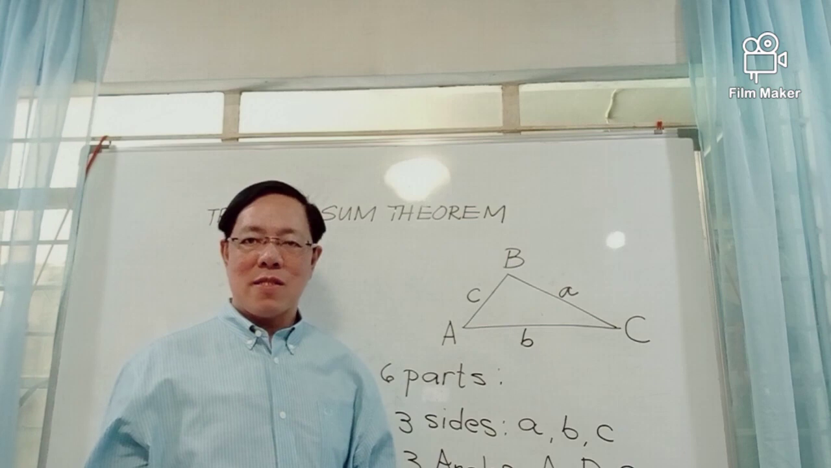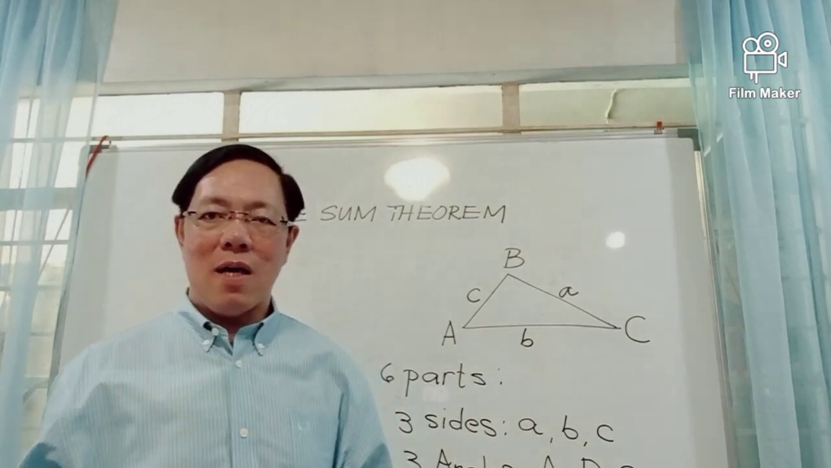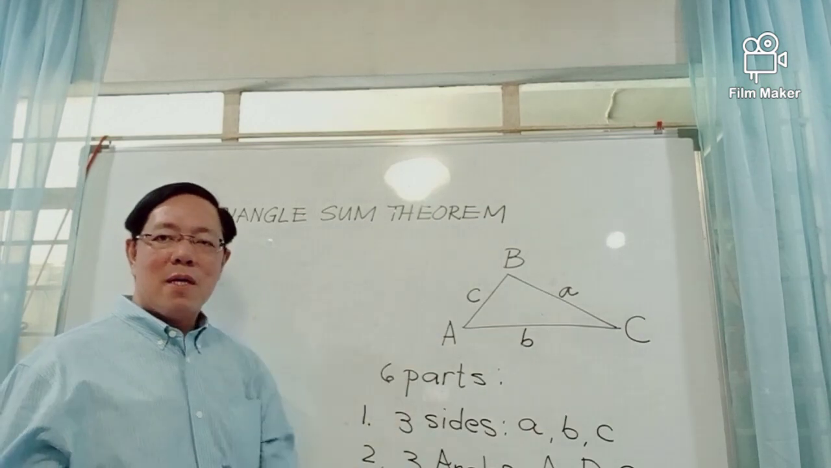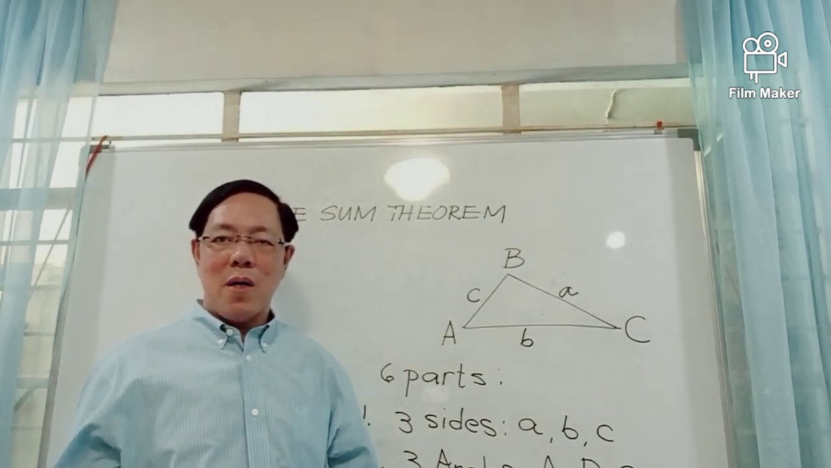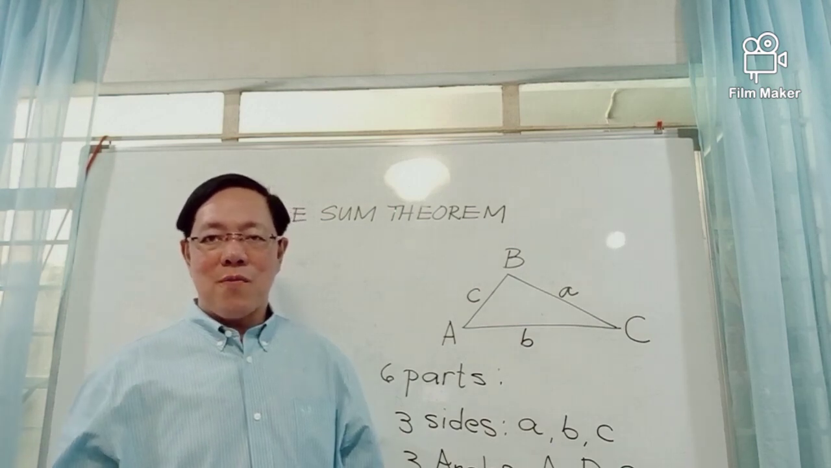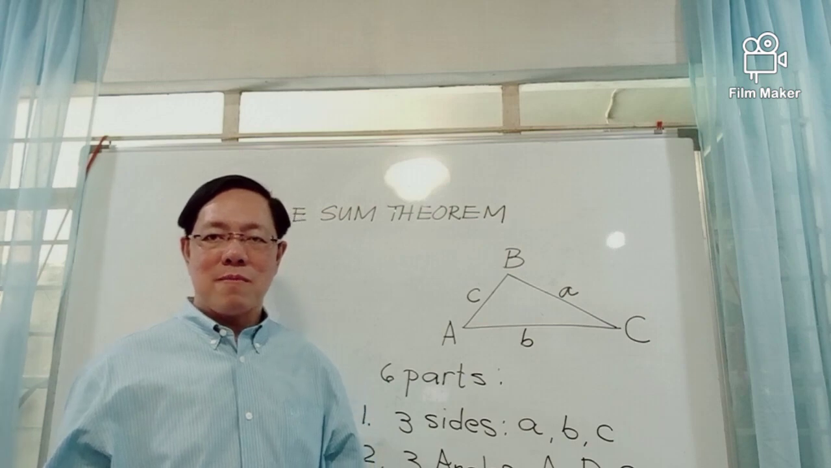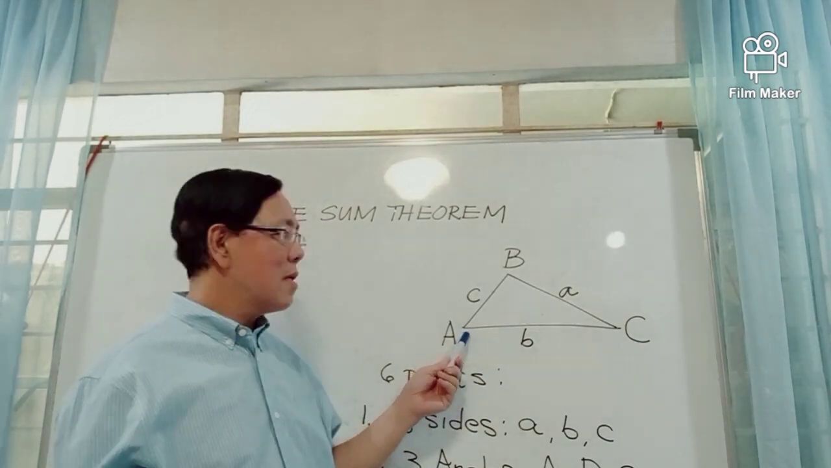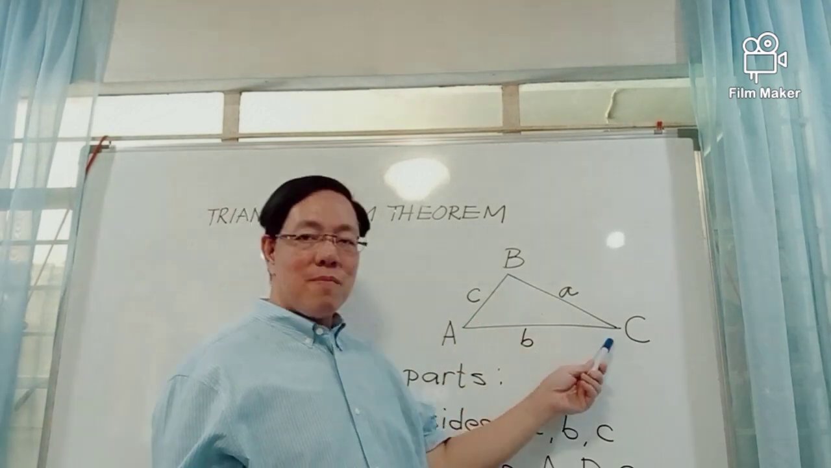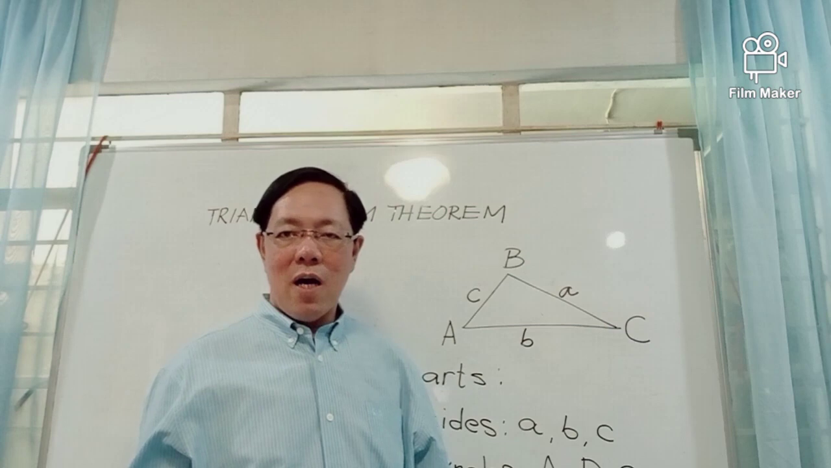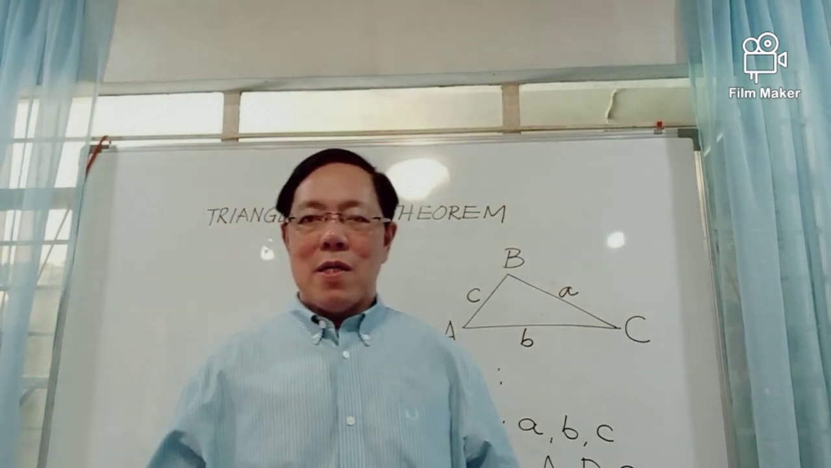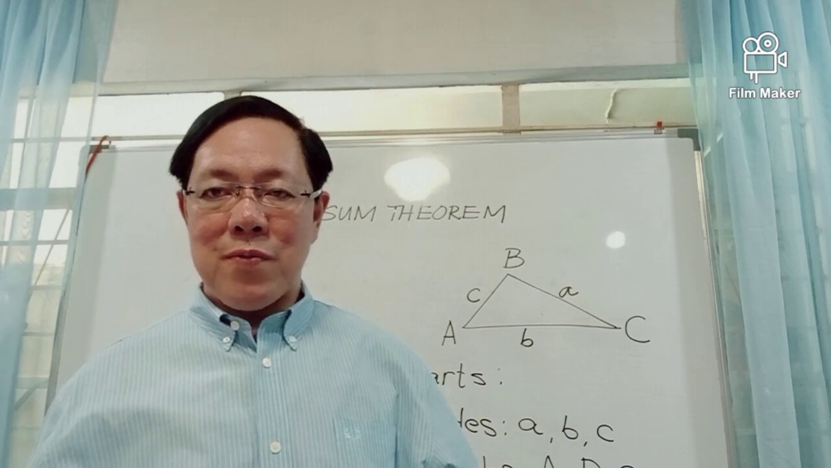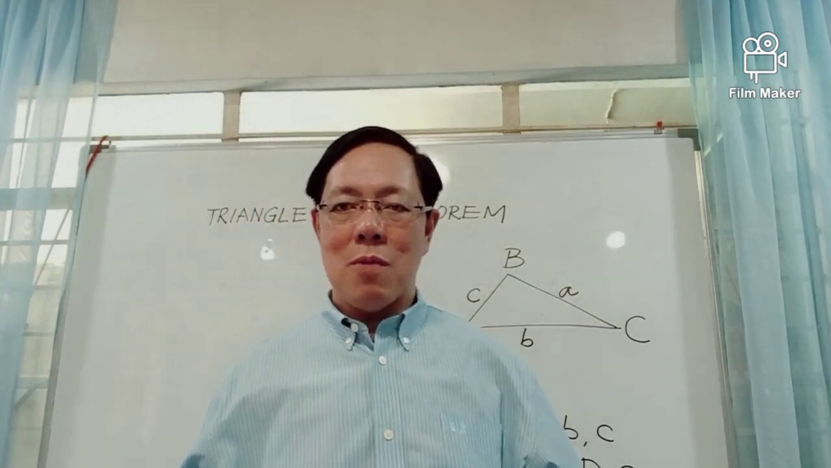Now, the 3 angles of any triangle satisfy what is known as the triangle sum theorem. The triangle sum theorem states that in any triangle, the sum of the measures of the 3 angles of a triangle is 180 degrees. For this particular triangle, the measure of angle A plus the measure of angle B plus the measure of angle C will add up to 180 degrees. If you are interested in the proof of the triangle sum theorem, you may search for it in any geometry book.